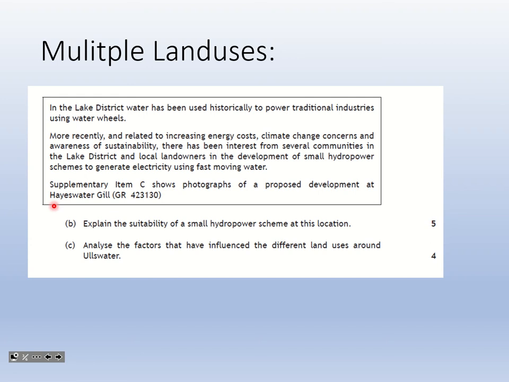Here's an example of a multiple land use question. You're being asked to analyse the factors which have influenced the different land uses around Ullswater. It's only 4 marks, and that gives you an indication about the level of detail that you're going to need here. You are, of course, going to need map evidence. That map evidence will need to be robust and detailed, but we're looking for a good analytical paragraph about maybe 4 different land uses.